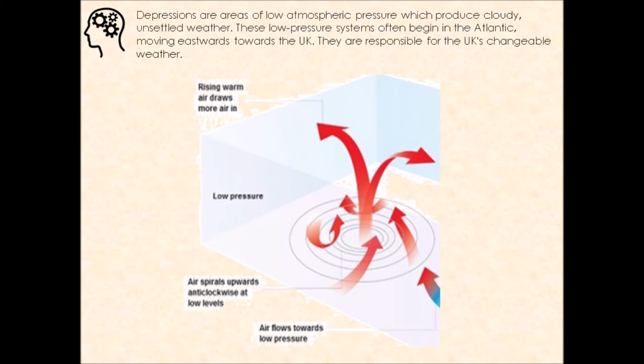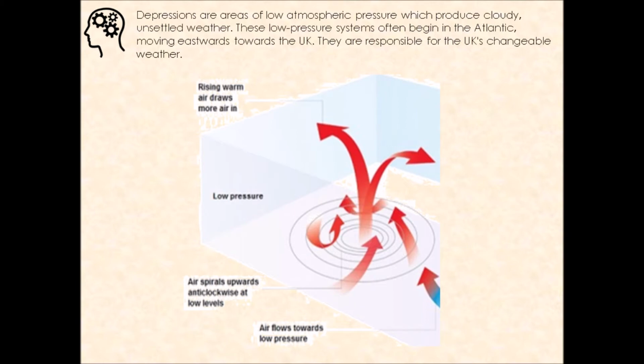Now, these low pressure systems, they often begin in the Atlantic and they move in an easterly direction towards the UK when they affect our weather conditions. And they are responsible for our lovely changeable weather in the UK.